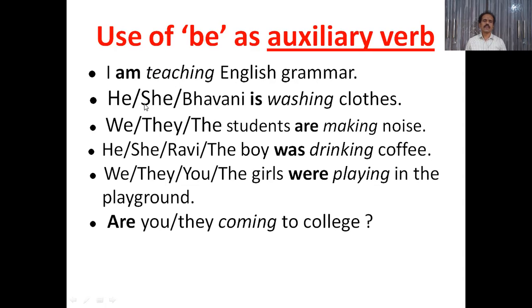Second one, he, she, Bhavani. Of course we know that is is used when the subject is singular, and the tense of course is present. He, she, Bhavani, the girl, any singular subject for that matter, is washing clothes. Is washing clothes. Yes, washing is the main verb, the action word, and is is helping.